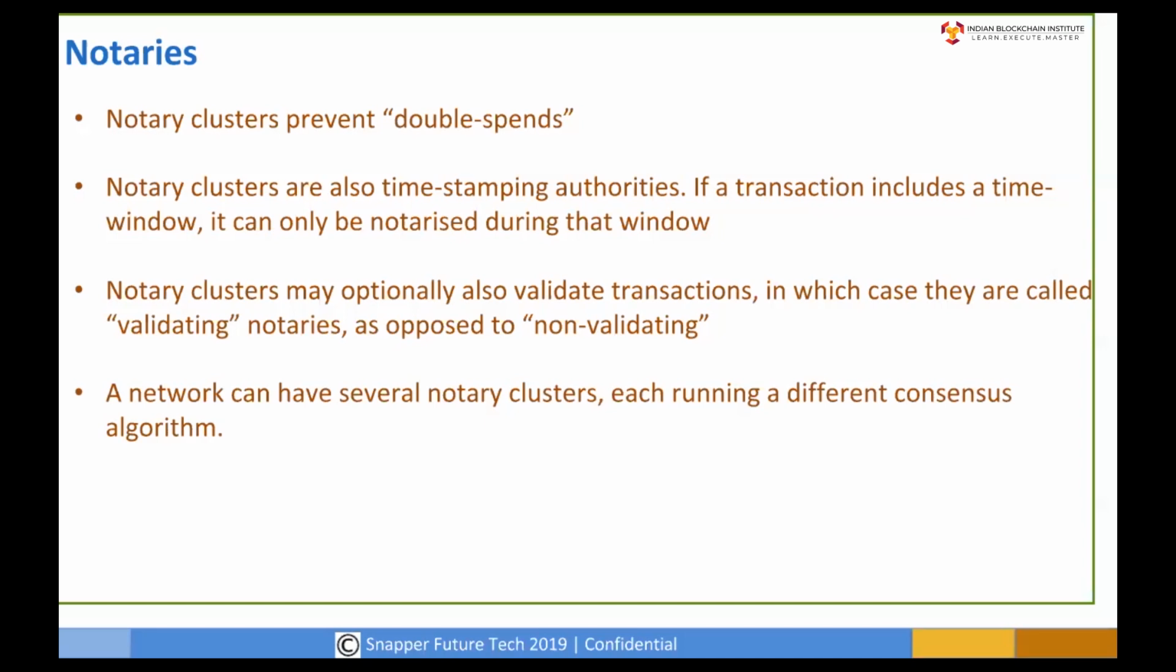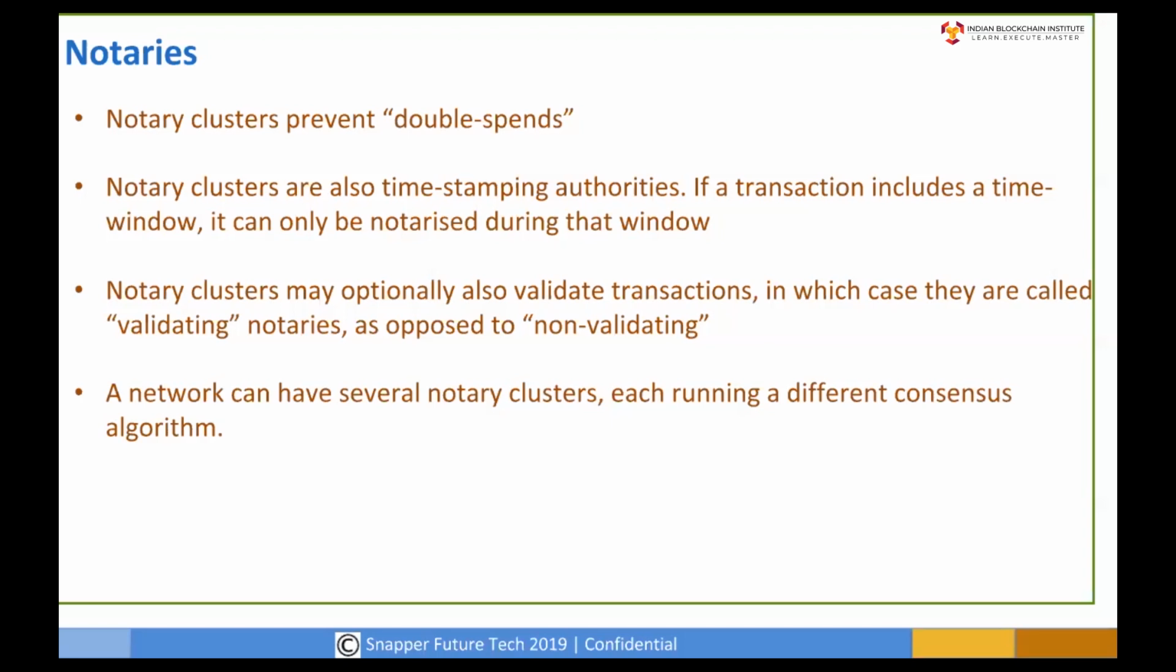In blockchain, if you are familiar with the fundamentals, time stamping is also a very crucial and important part of a transaction. There has to be time stamping for checking what time the transaction was committed or happened. If a transaction includes a time window, there is something called the time window concept in Corda that we are not going to talk about today. It can only be notarized during that window.